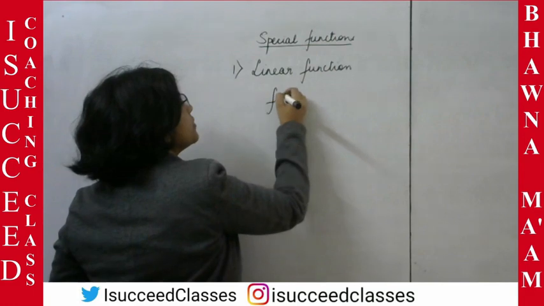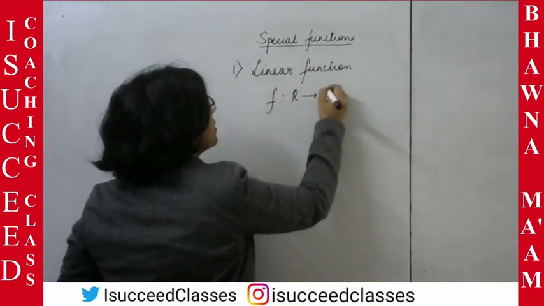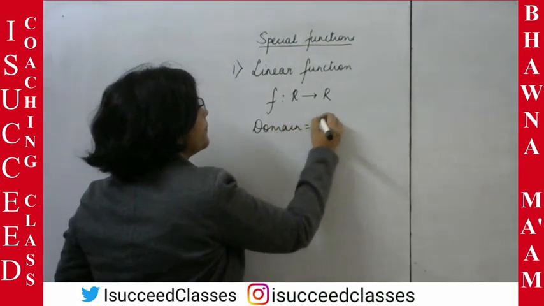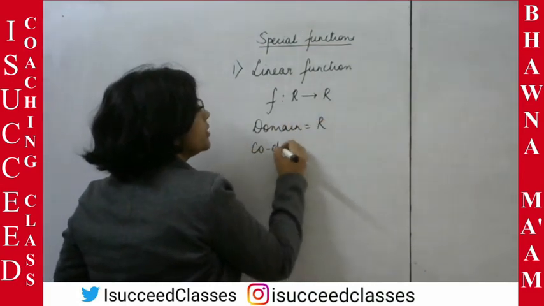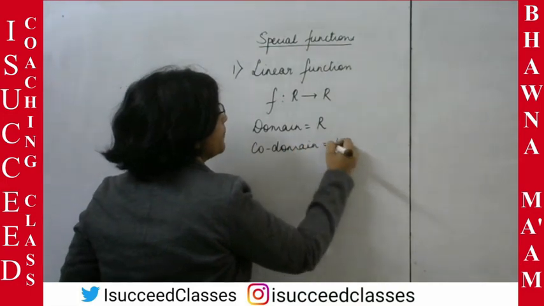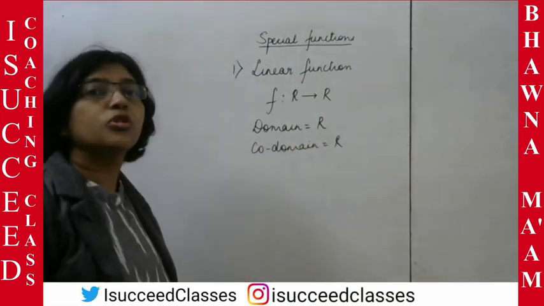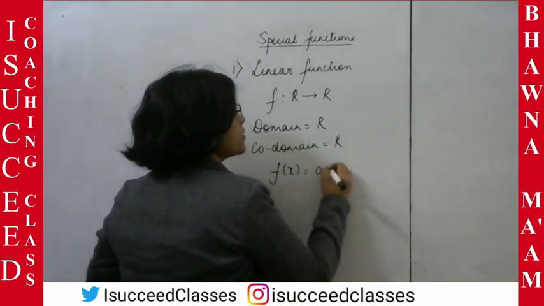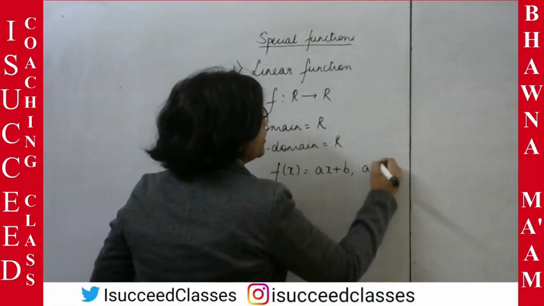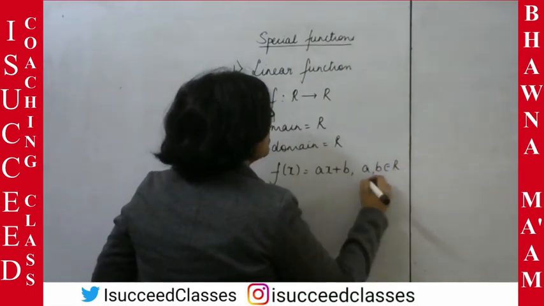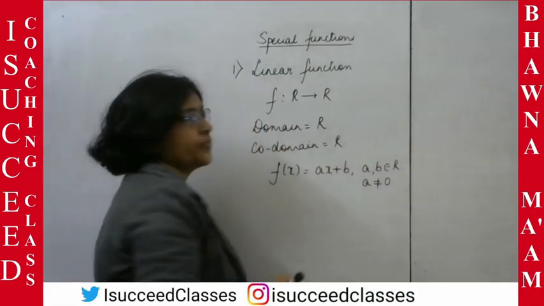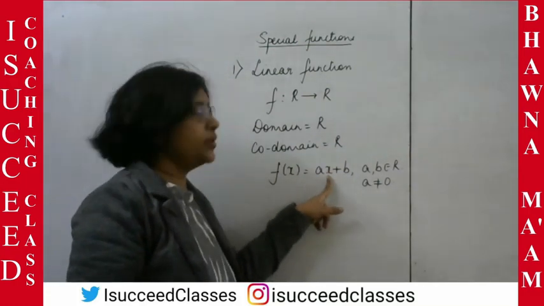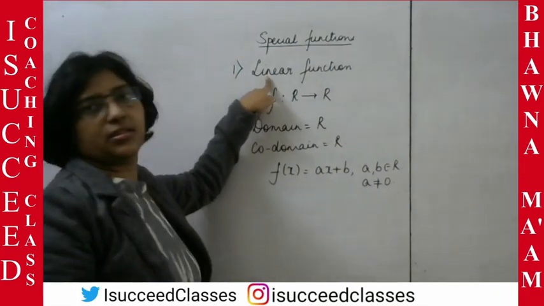As we wrote earlier, f is from R to R. That means the domain is R and the codomain is also R. Now let's see what the function is. It is defined as f of x is equal to ax plus b, where a and b are real numbers and a is not equal to 0. So we have x as the variable, and since the degree is 1, it's a linear function.